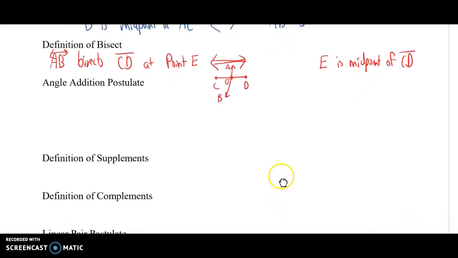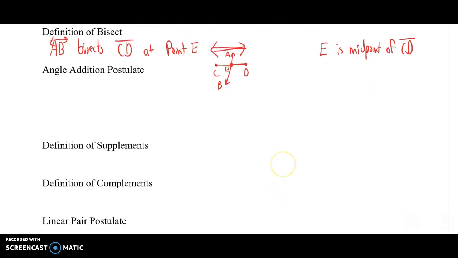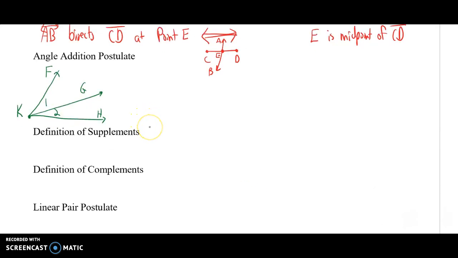Next reason is the angle addition postulate. So for this one, we're going to start with a drawing. Go ahead and use the points F, G, H, and K. So here's what our drawing looks like. There are 3 angles in this drawing right now, and I'm going to subdivide it and call these angles 1 and 2, because it's going to make it easier to identify them and to talk about them then.